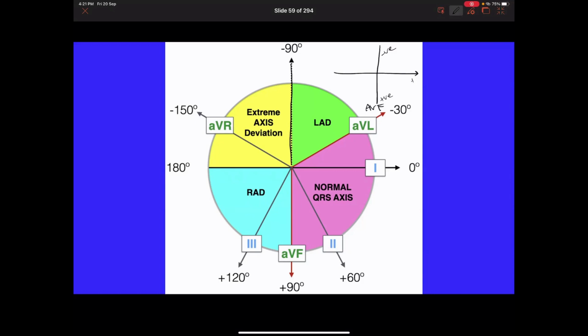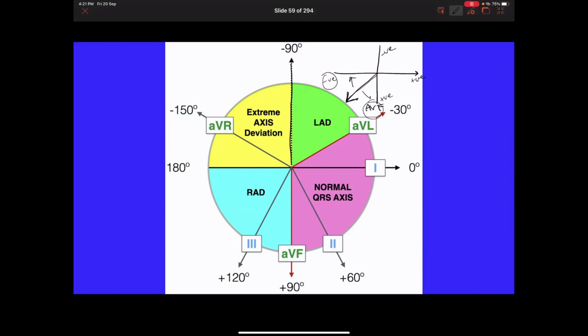This is the positive side of lead 1, and this is the negative side of lead 1. Okay, so just draw this. Now, if you have an axis that's here, this means that it's in the negative of lead 1 and it's in the positive of AVF. So this is right axis deviation, it's on the right side.